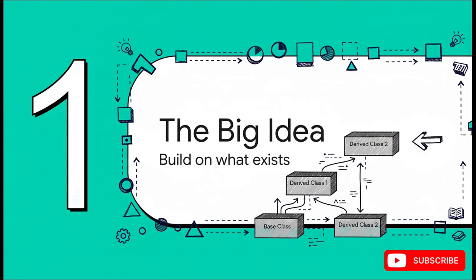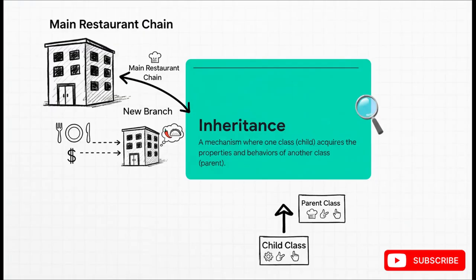Section 1, the big idea. And the theme here is so simple but so powerful. Just build on what already exists. Okay, so let's get the official definition out of the way. Inheritance is basically a mechanism in Java where one class, let's call it the child, gets all the good stuff, the properties and behaviors from another class, the parent.